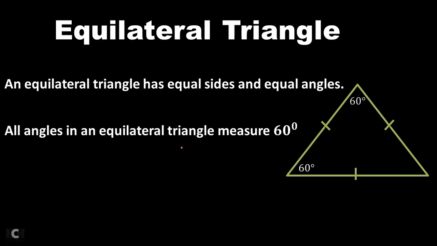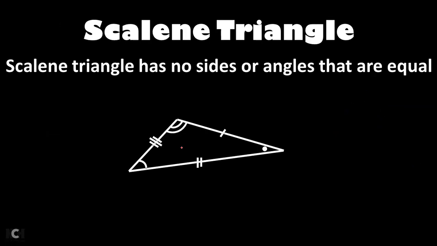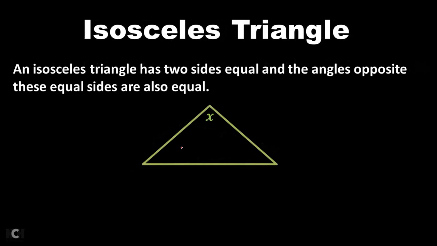Because we both know that the sum of angles in a triangle is equal to 180 degrees. So since the angles of an equilateral triangle are equal, then each of them will be equal to 60 degrees, because at the end they must add up to 180 degrees. But now the scalene triangle has no sides or angles that are equal, so it has unequal sides and also unequal angles. Number 3, we have the isosceles triangle.